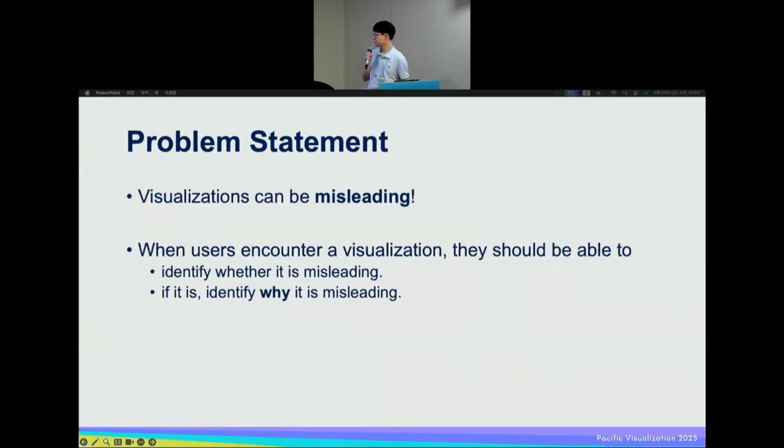So here we can see that visualizations actually can be misleading. And this causes problems to users when they encounter these visualizations in the wild. So the core issue is twofold. Users must first identify misleading visualizations, and if they are, then they should subsequently understand why these visualizations are misleading.